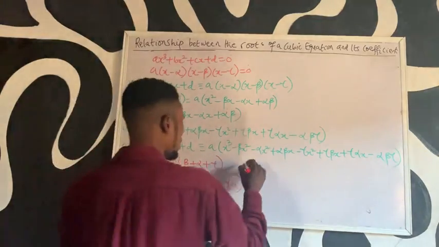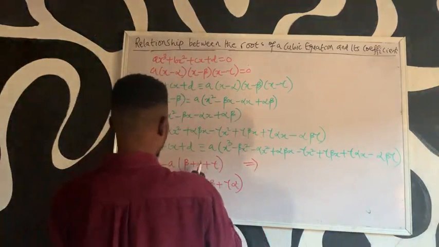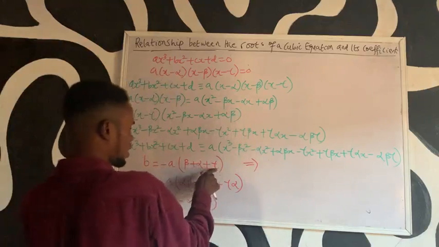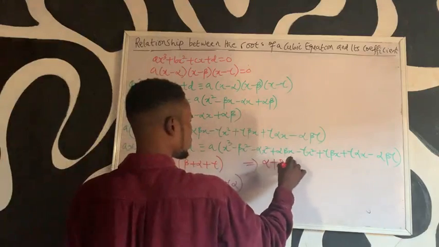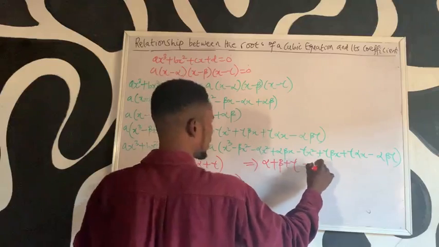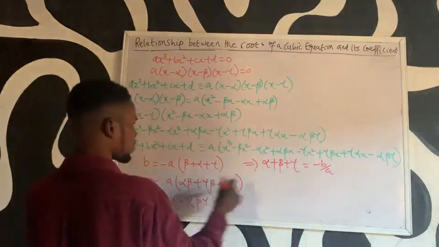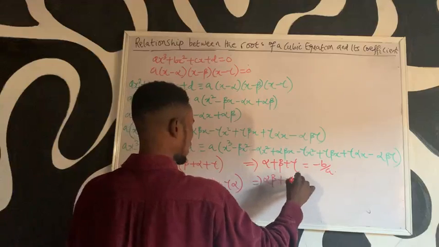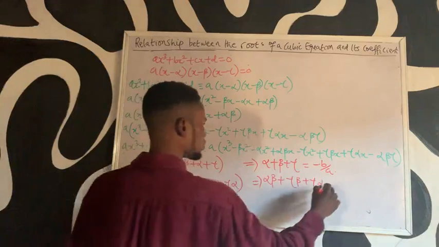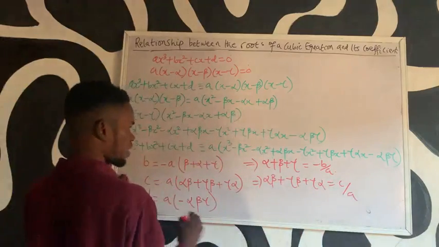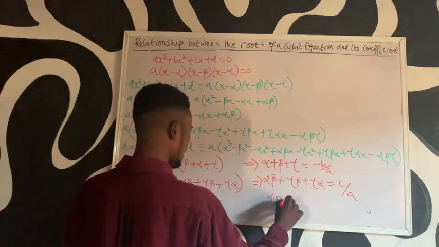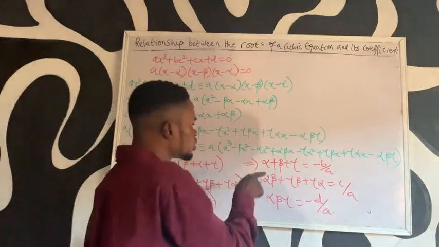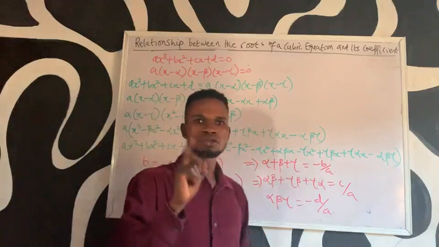So from here, we can conclude that alpha plus beta plus gamma, or beta plus alpha plus gamma, you can say alpha plus beta plus gamma is equal to minus b over a. And from here, we can conclude that alpha beta plus gamma beta plus gamma alpha is equal to c over a. And here, we can conclude that alpha beta gamma is what? Minus d over a.